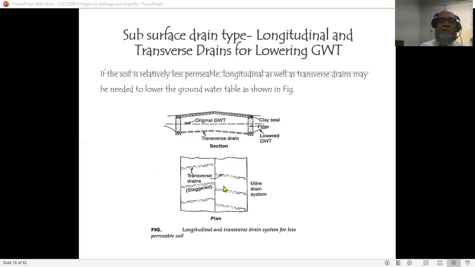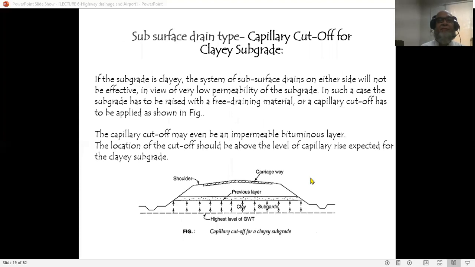And then once you have done this, this will keep your water table from coming beneath the surface of the pavement. This is technically also known as a French drain. Another way to prevent the groundwater table from wetting the pavement subgrade or subbase.